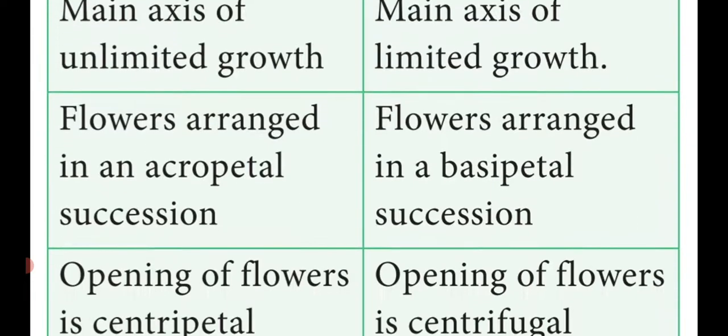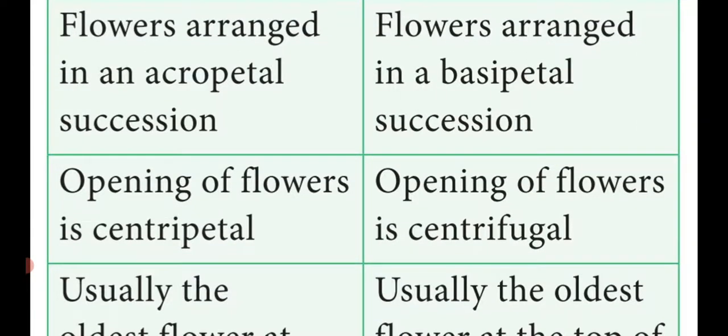Then flowers are arranged in an acropetal succession. What is acropetal succession? Matured flowers are at the base, young ones are towards the tip or apex. That is known as acropetal succession. When coming to the cymose, flowers are arranged in basipetal succession. That means at the base they have the young flowers, towards the tip they have the old flowers. That is known as basipetal succession.